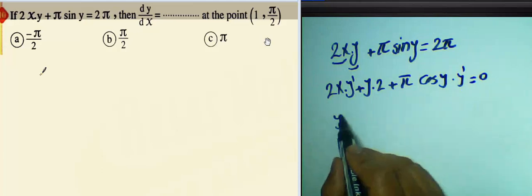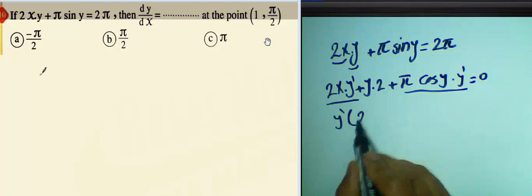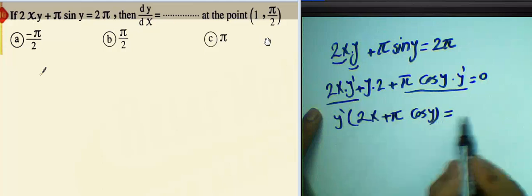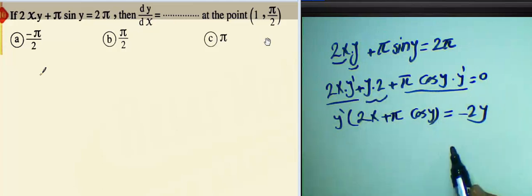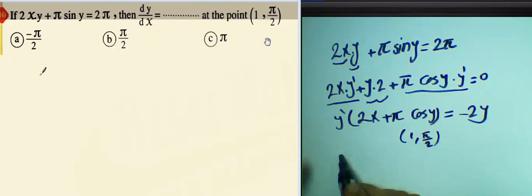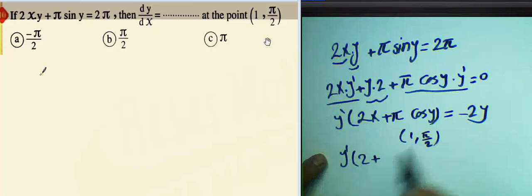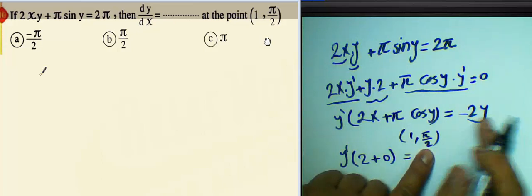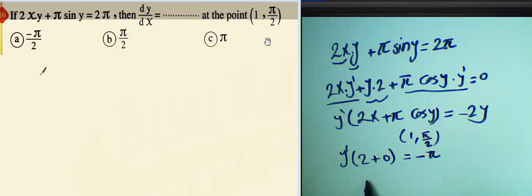We can write here y dash as the coefficient between two terms: 2x plus pi cosine y equals negative 2y, moving this to the right hand side. At the point 1 and pi over 2, we can write y dash times 2 plus cosine 90. Cosine 90 equals 0. And the right side will be negative pi. Then we cancel 2 by 2, and the result will be y dash equals negative pi over 2. Choose letter A.